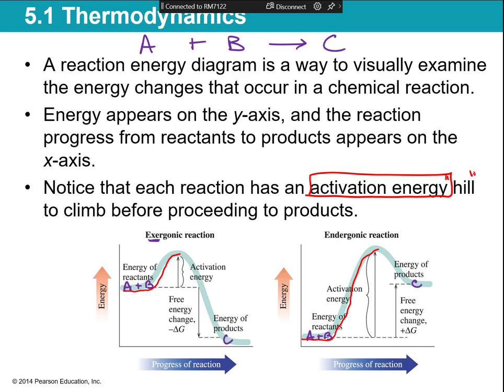So which of these two do you think is going to be more spontaneous or more favorable? The one with the littler hill, right? The one that requires less energy to get the reaction to occur. And so that's going to be these, the exergonic reactions, when your delta G is a negative number. Those are always more spontaneous because I'm getting more energy out than what I've got to put in. Whereas the endergonic reaction is the one where you've got a big steep hill that you're going to have to put energy in, so that delta G is a positive number.